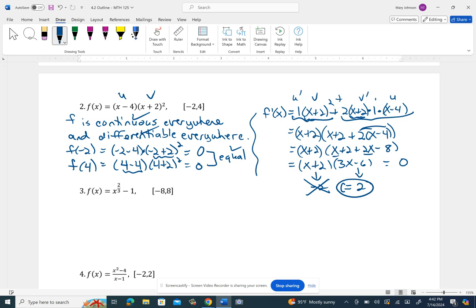All right, so let's try number 3. So number 3, it might help you to realize that's really a cube root of x that's being squared. Okay, still f. All right, so f is continuous everywhere. There's no problem plugging in negative numbers, 0, or positive numbers. So that condition is met.